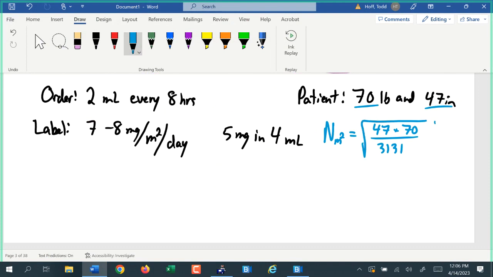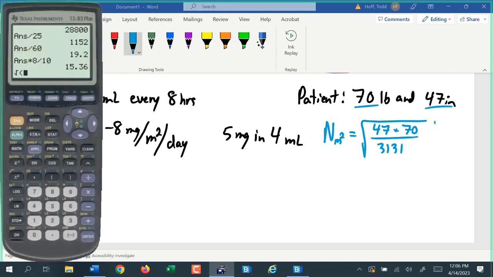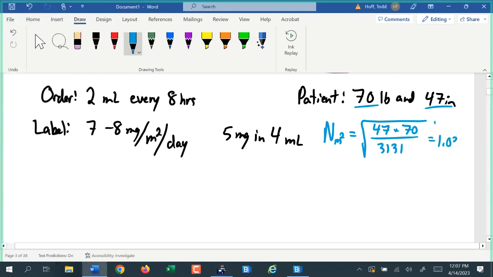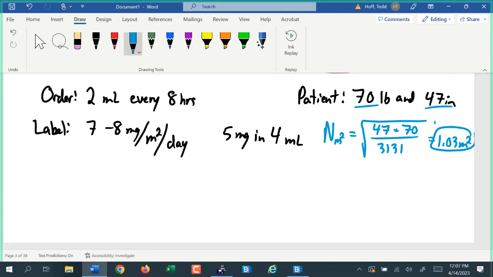So we punch that in our calculator. Square root of 47 times 70 divided by 3,131. And we'll close up our square root. We get 1.03 meters squared. So our body surface area here is 1.03 meters squared. That is what we will use to start our calculation.